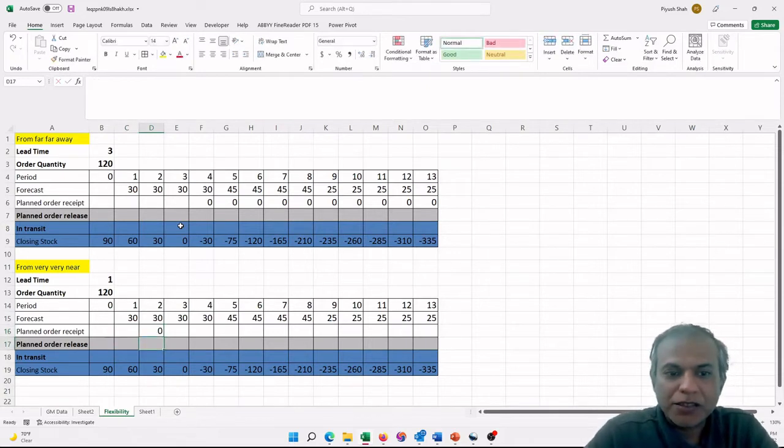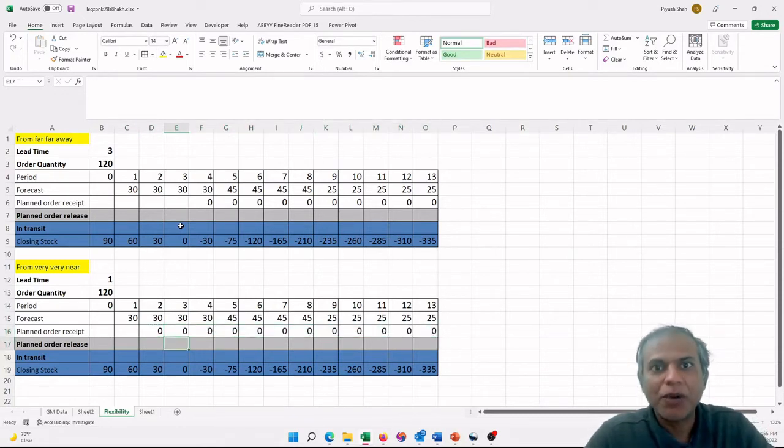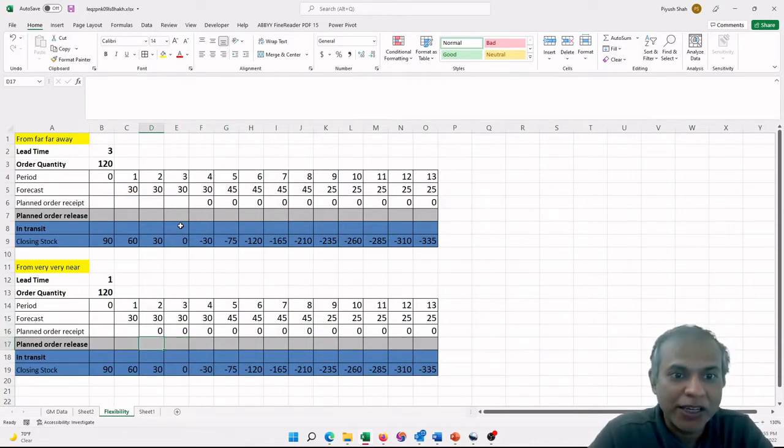Enter. And I copy this everywhere. And so what happens is, as soon as I order something, my supplier will put it in transit and it becomes part of my transit or pipeline inventory. So let's start planning the sheet.